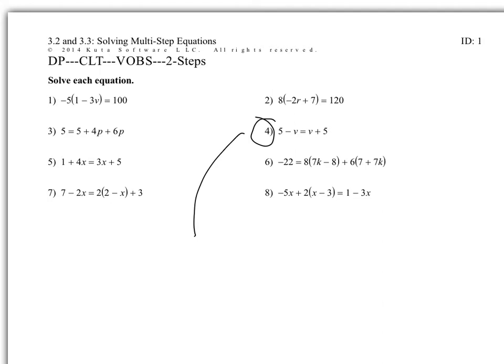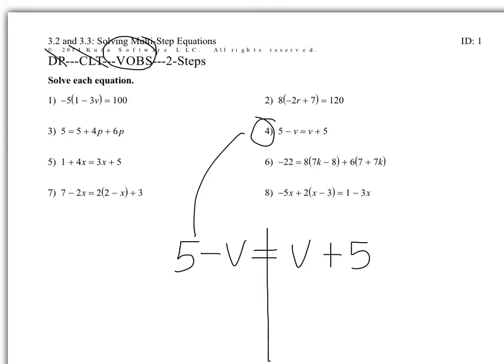So we stopped first period at the equation 5 minus v equals v plus 5. And we determined that it does not have the distributive property and it does not have combining like terms, but it does have variables on both sides. So how I like to take care of that is I do that by noticing that there is a minus v here, and I cannot have variables on both sides, so I'm going to go ahead and add v.